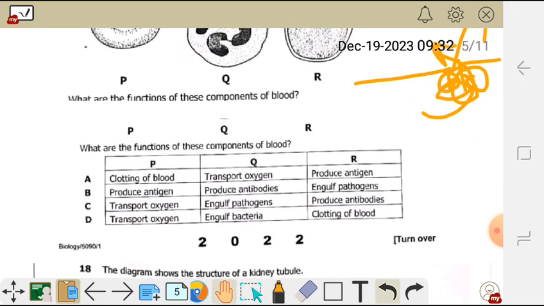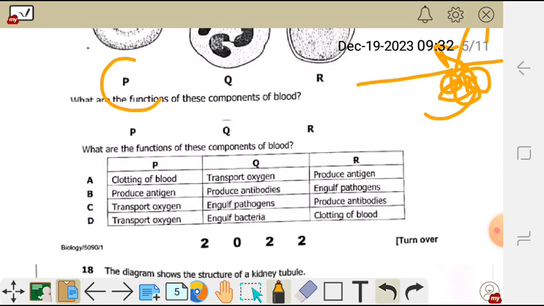Now let's see the options which we have here. So this is P, the red blood cell, Q, the white blood cell, R is the platelet. So for P, we're expecting oxygen transportation. So we have oxygen transportation there. Then Q, it engulfs pathogens, and then R, it is involved in clotting of blood. So the correct answer is D. Red blood cell, it transports oxygen. White blood cell, it engulfs bacteria. Then clotting of blood is in platelets. So the correct answer is D.